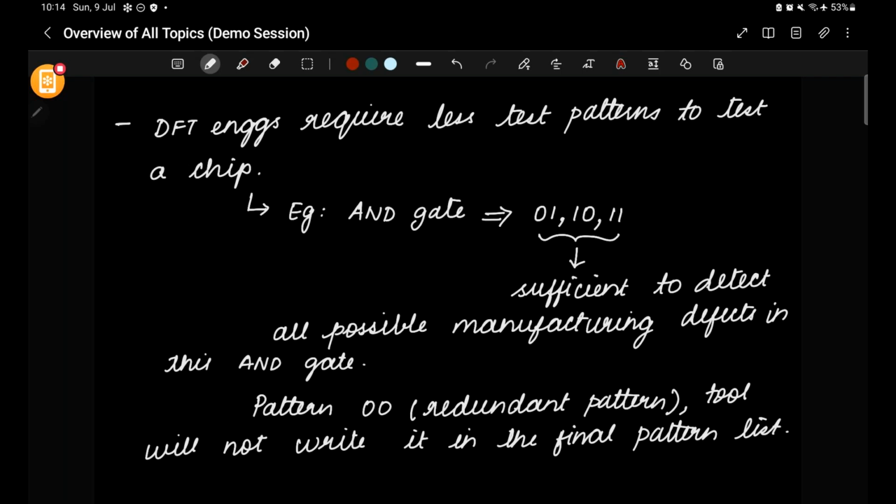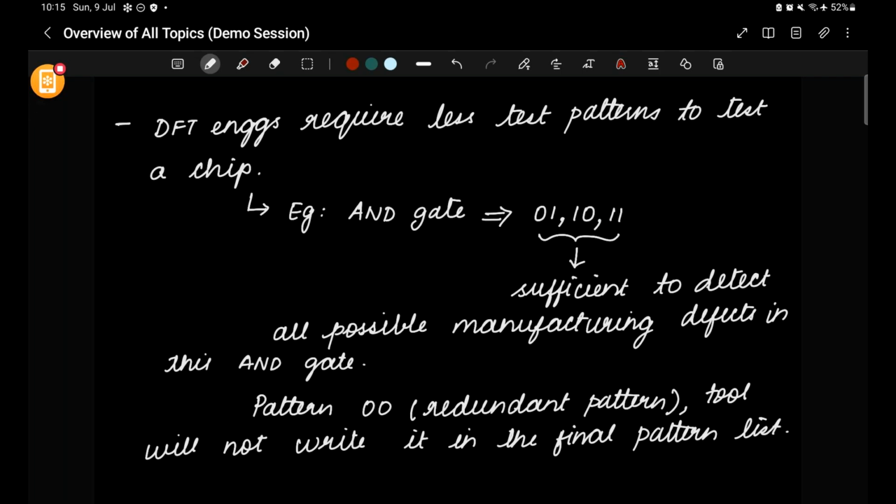So that's why whichever patterns detect all the manufacturing defects, only those patterns the tool will place in the final pattern list. So in the case of an AND gate, only these three patterns are sufficient to detect all the manufacturing defects in the AND gate.